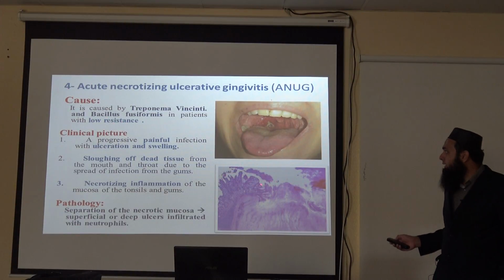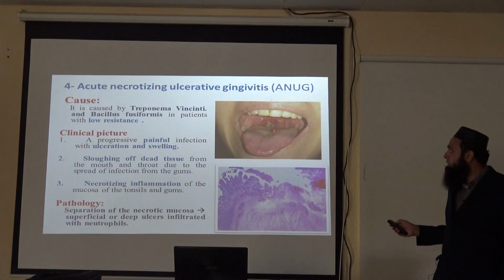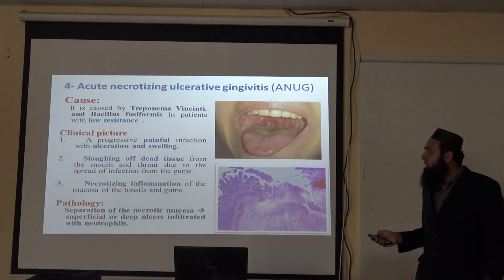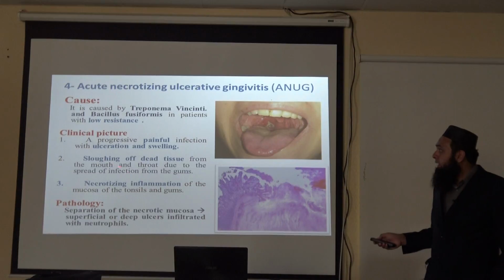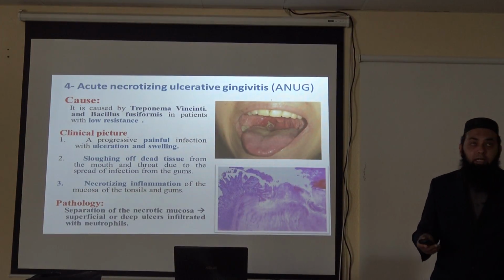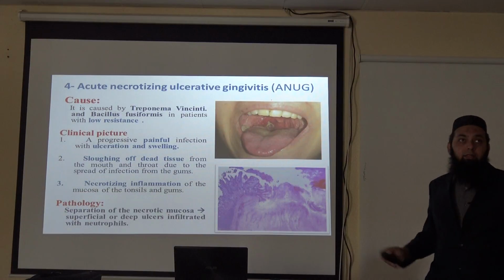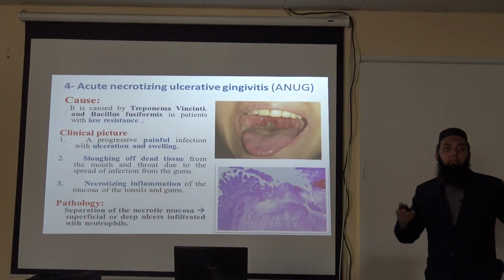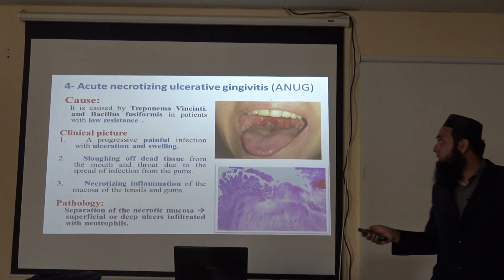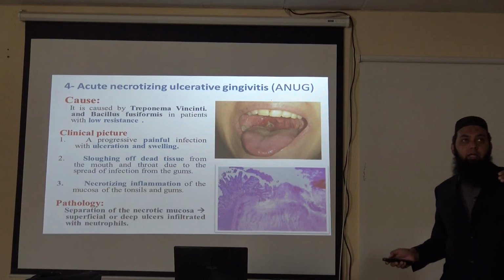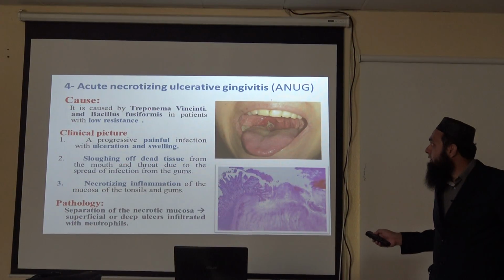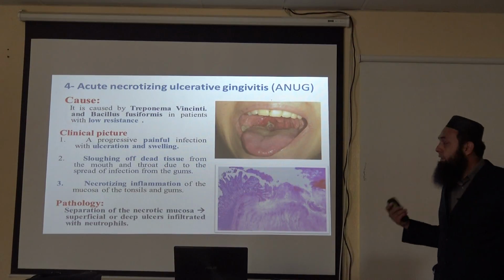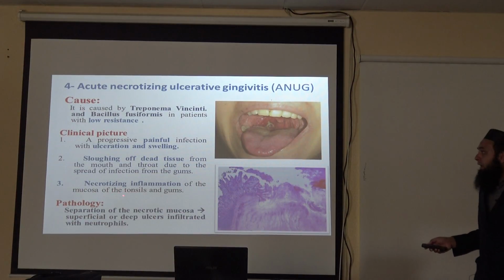And if you look at the clinical picture, the progressive painful infection with ulceration and swelling. So look at this. They're very painful, swelling and ulcers are there. This is very important. Sloughing off of dead tissue. So necrotizing. Okay? So if you just mash these things, you will easily remember what the key points. There is sloughing off of dead tissue. The tissue is sloughing. That's why we call it necrotizing. Then necrosis is going on. And necrotizing inflammation is there.